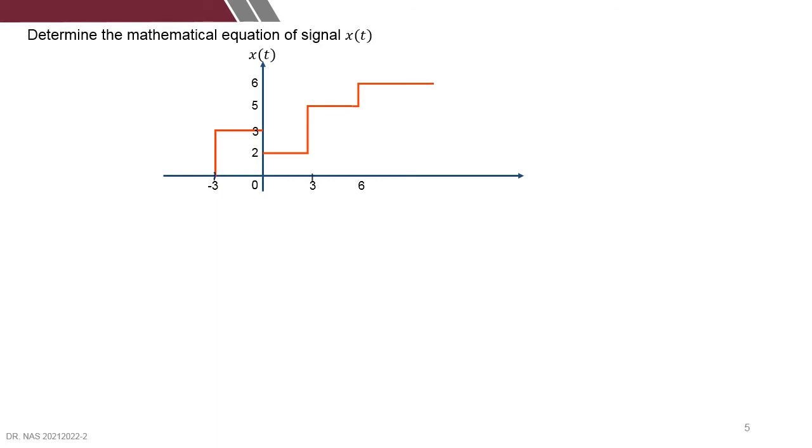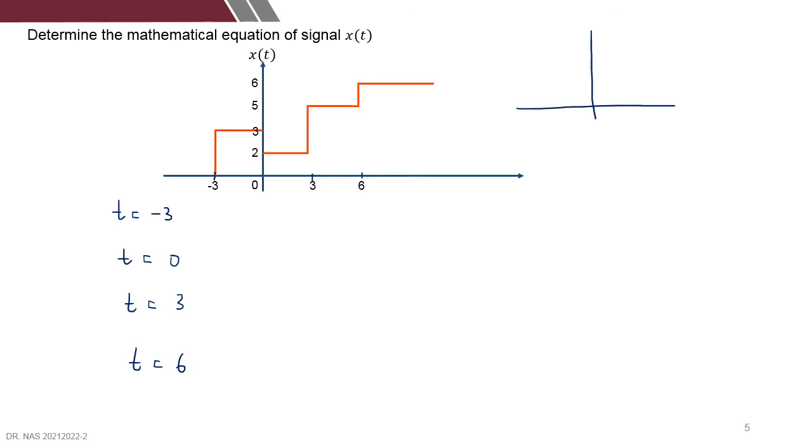Here you have t equal to minus 3, then t equal to 0, t equal to 3, t equal to 6, and larger than 6. Okay, so please recap, revise back the types of signal.